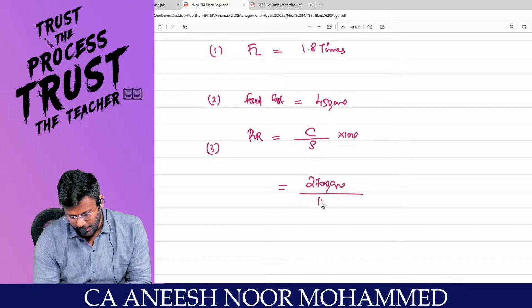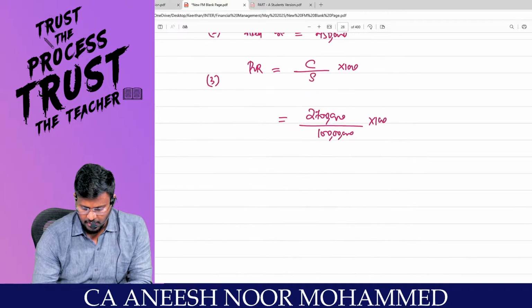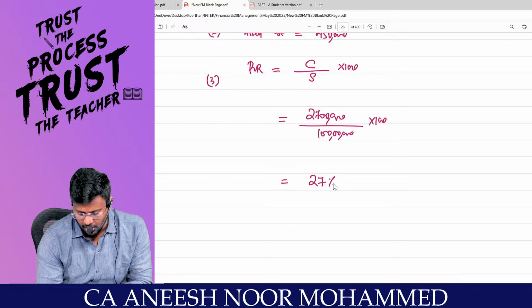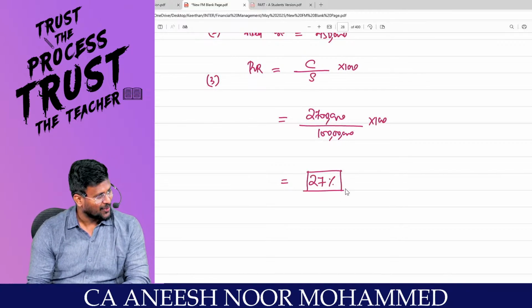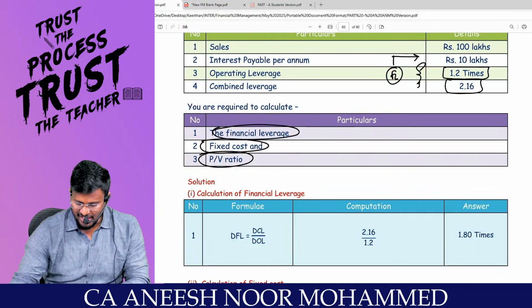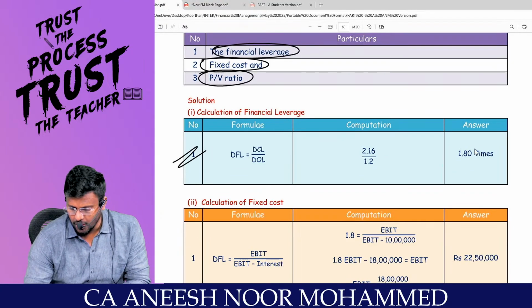27 lakh divided by 100 lakhs into 100 means 27 percentage is the profit volume ratio. Profit volume ratio. Comfortable? Second answer: calculation of financial leverage, 1.8.